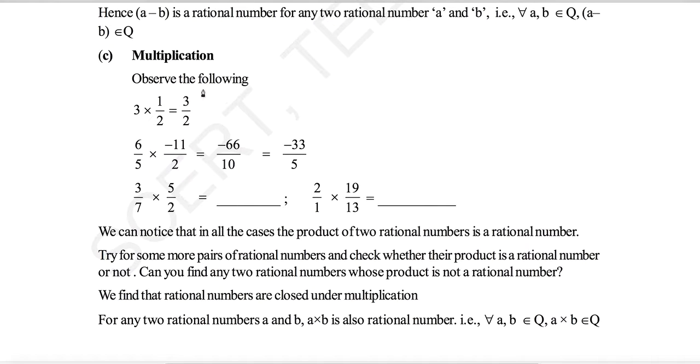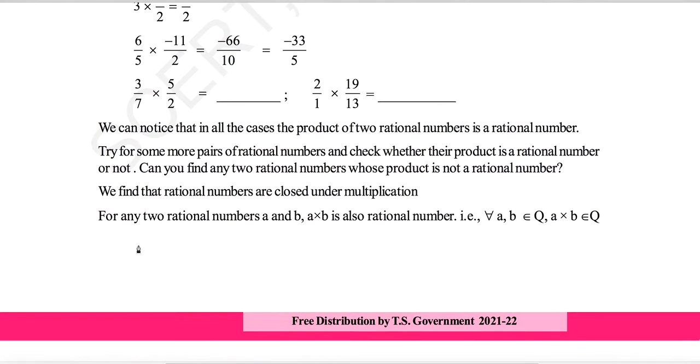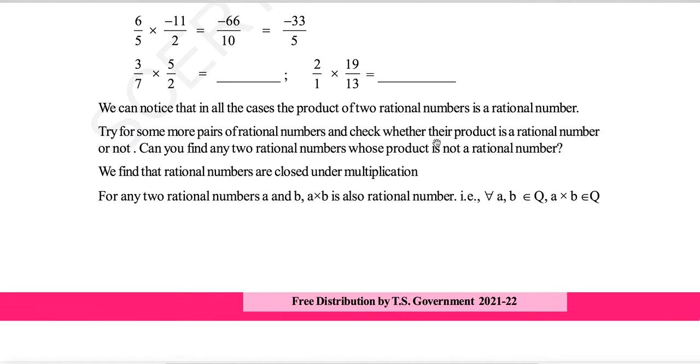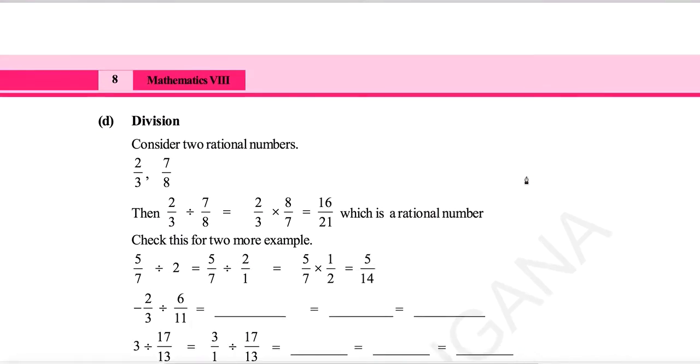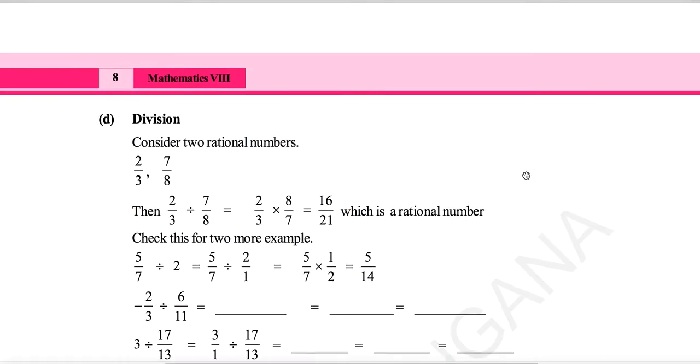Multiplication, observe the following: 3 into 1 by 2 is 3 by 2, 6 by 5 into minus 11 by 2 is minus 66 by 10, which is minus 33 by 5. Whatever example you take, every time you end up getting a rational number. So rational numbers are closed under multiplication. So for any two rational numbers a and b, a into b is also a rational number. That is, a, b belongs to Q, a into b also belongs to Q.